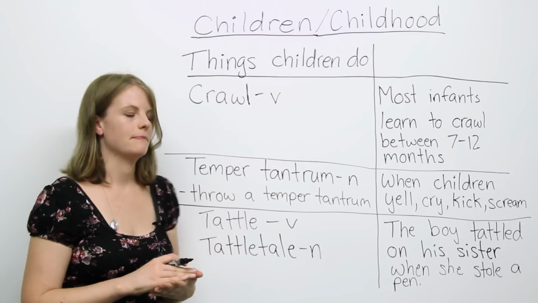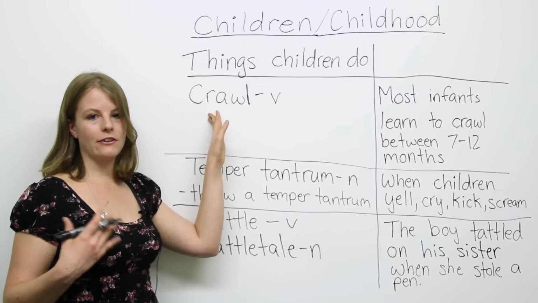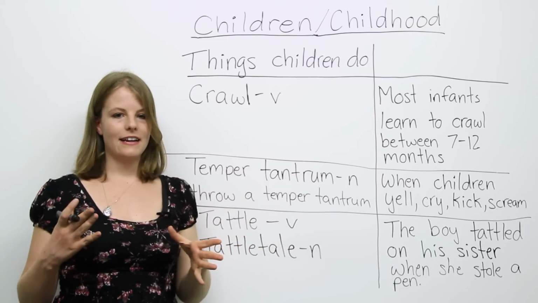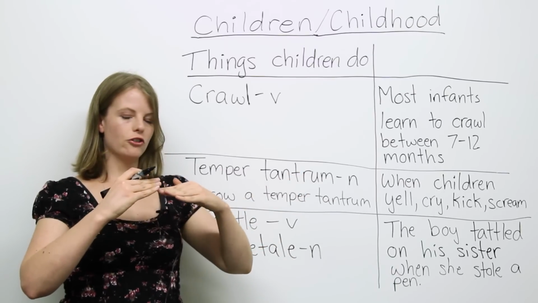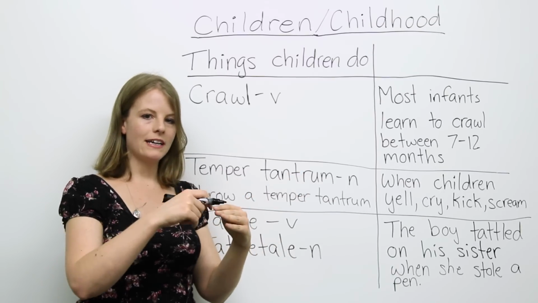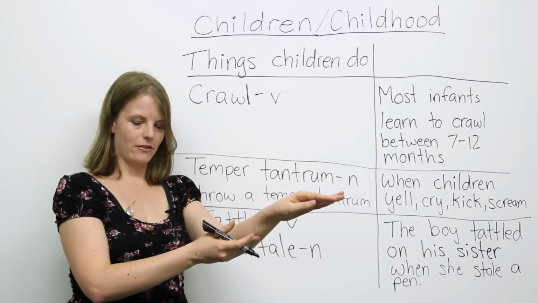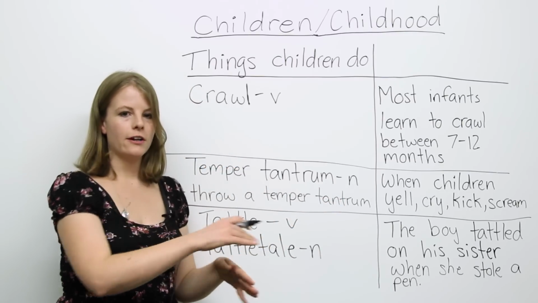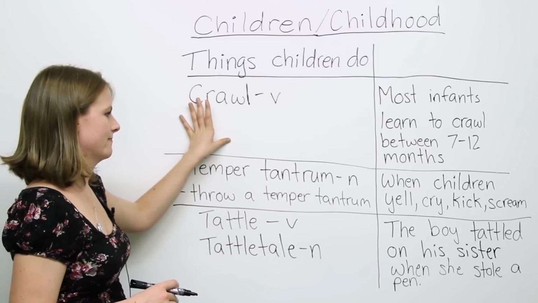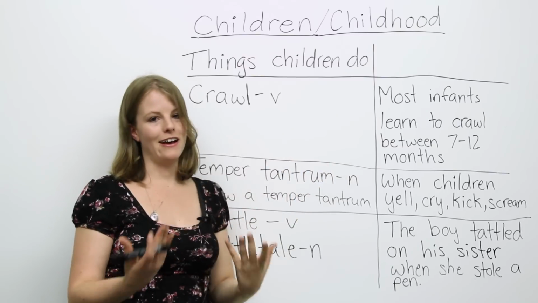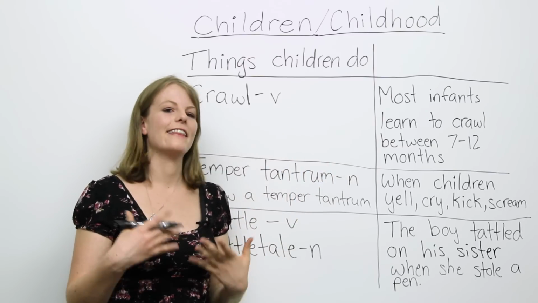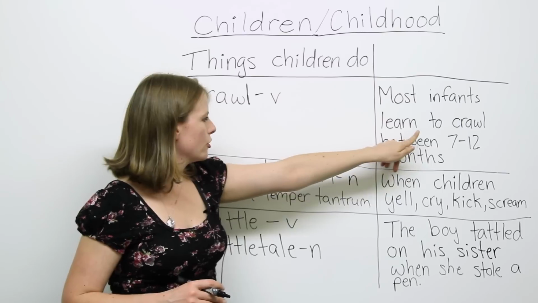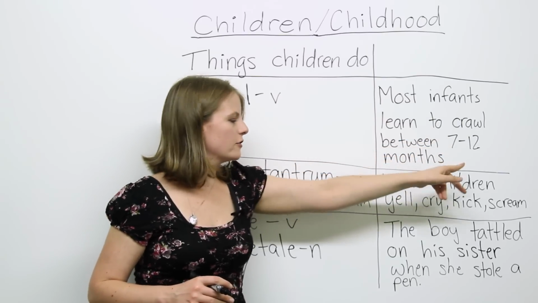They're higher level words. So the first word we have is crawl. Crawl is a verb, and it's when children move, but they're not walking. They're on their arms and their knees. They crawl across the floor. So this is what babies do. First, babies just lie there, then they crawl, and then they learn how to walk. So we can say most infants learn to crawl between 7 to 12 months.